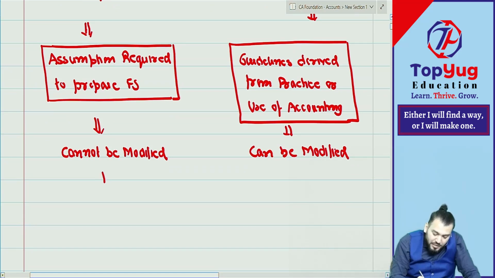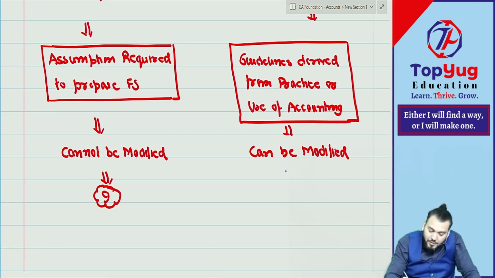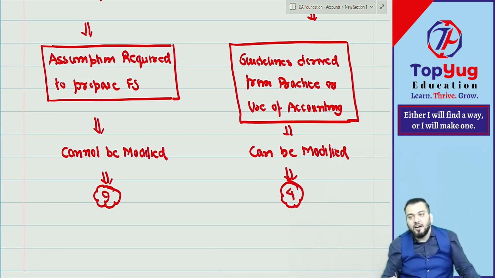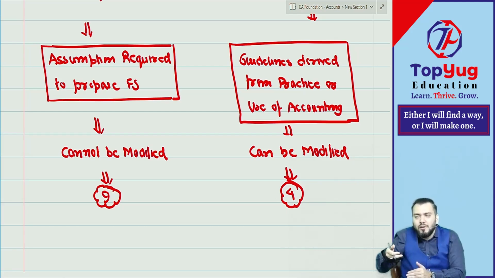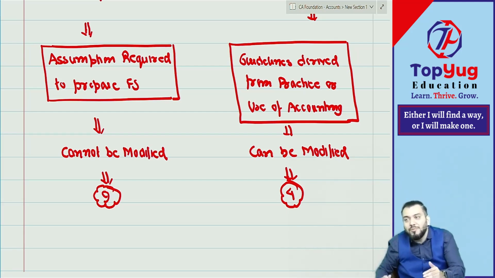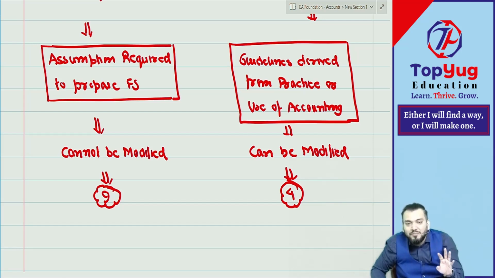Now there are nine accounting concepts and there are four accounting conventions. Understood what I'm saying? So how many accounting concepts are there? Nine accounting concepts and four accounting conventions. So the total becomes 13. We'll call them rule number 1, rule number 2, rule number 3, and we need to learn how many accounting concepts and conventions? 13 accounting concepts and conventions.